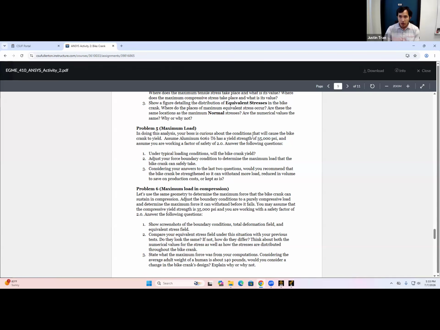And so assuming a factor of safety of 2.0, what I want you guys to do is alter the magnitude of the force until you reach a stress that's going to be dangerous for this bike crank.